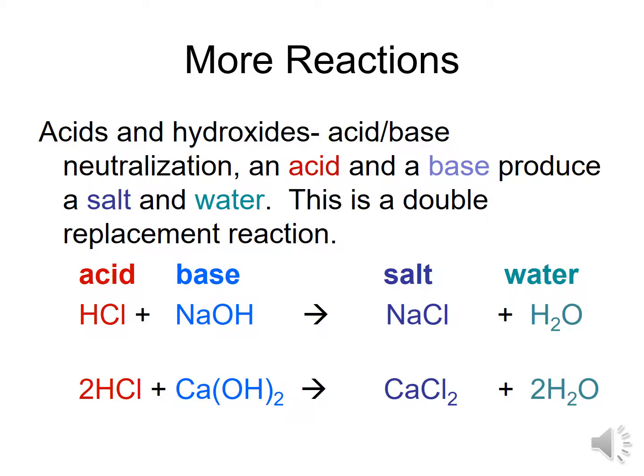Acids also react with hydroxides. That's an acid-base neutralization reaction. An acid and a base makes water and salt. They are double replacement reactions. If you consider the H from the acid pairing up with the OH from the base to make water, and the Na from the base pairing up with the Cl from the acid to make the salt. So here's the classic hydrochloric acid and sodium hydroxide making salt plus water. You might also see 2HCl plus calcium hydroxide making calcium chloride, a type of salt, plus 2 waters.